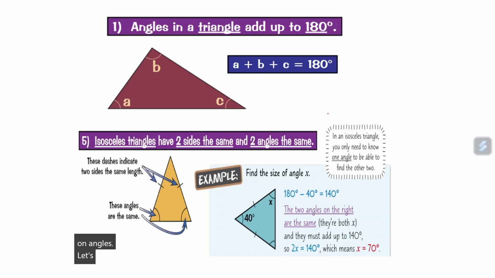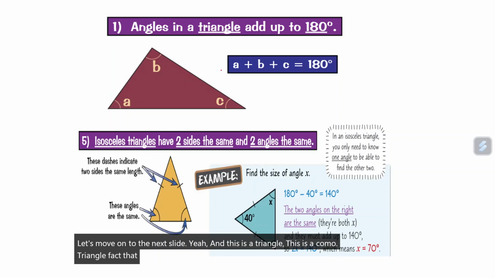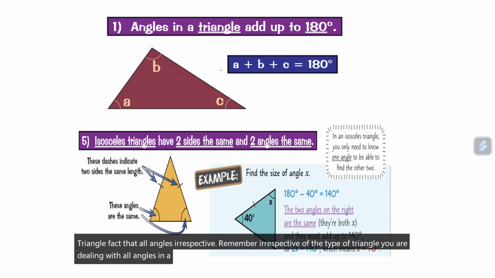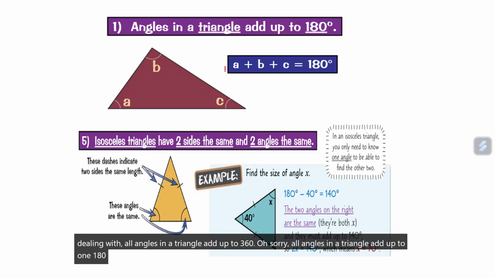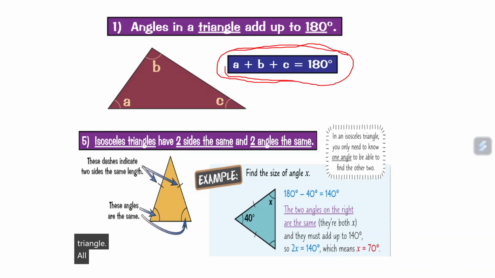Let's move on to the next slide. This is a triangle. This is a common triangle fact: irrespective of the type of triangle you are dealing with, all angles in a triangle add up to 360. Oh, sorry, all angles in a triangle add up to 180 degrees, irrespective of whether it is an isosceles, equilateral, right angle triangle, or scalene. All the angles in a triangle add up to 180 degrees.